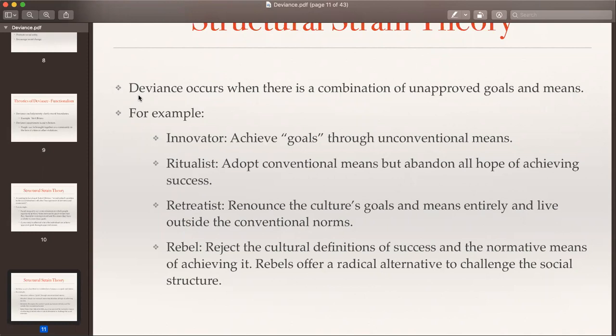And then think about the rebel. And the rebel is very similar to the retreatist.